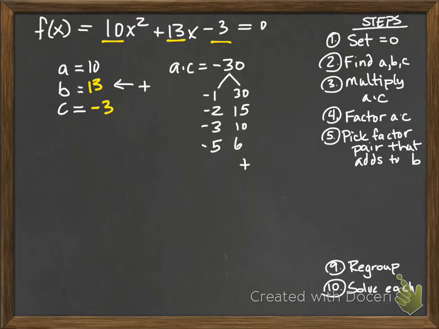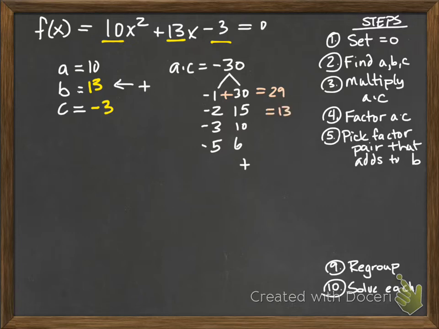Now we want to pick the factor pair that adds to b. Well, b is 13. So negative 1 plus 30 is 29, and that doesn't work. Negative 2 plus 15 gives us 13, right? Because 15 minus 2 is 13. So really, you don't need to write all of those out. You can, though. Well, I guess I'll leave it.